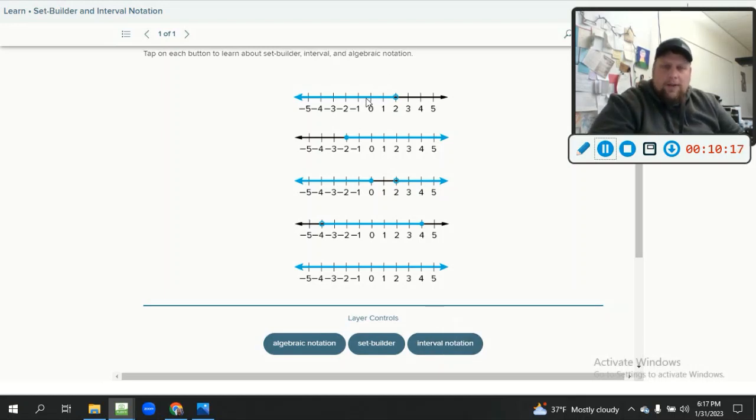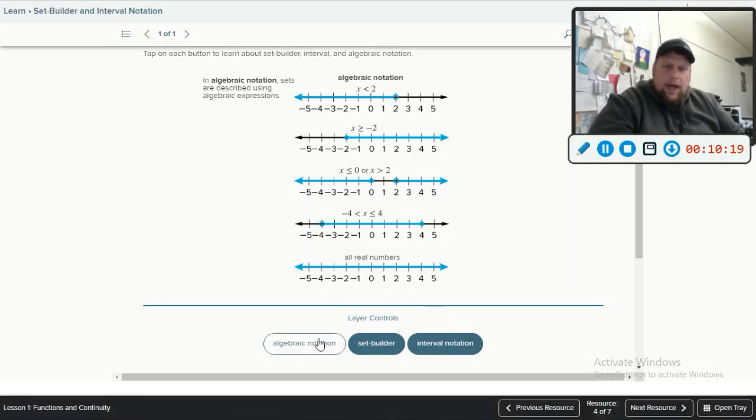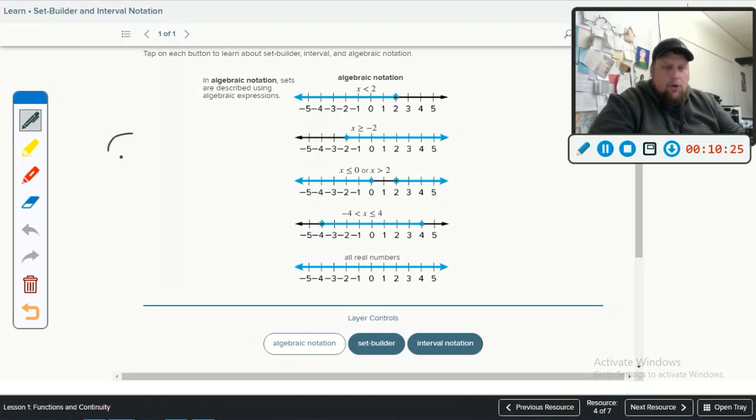We would say on this one, it's an open dot. Don't forget, guys, open dot means less than or greater than, but does not include that point. If it's a closed dot, so it's all colored in, imagine I colored that in real nicely, it's going to be the less than or equal to or the greater than or equal to.